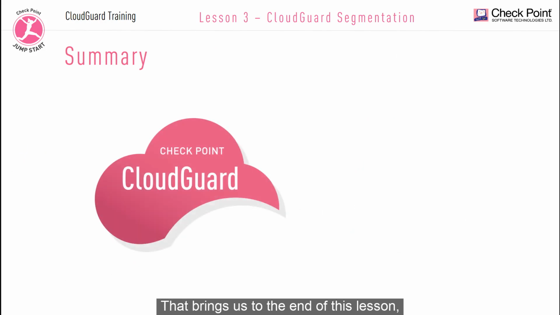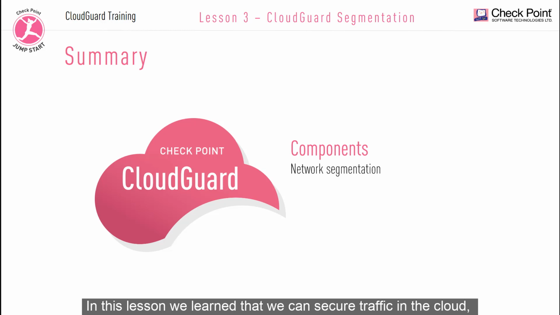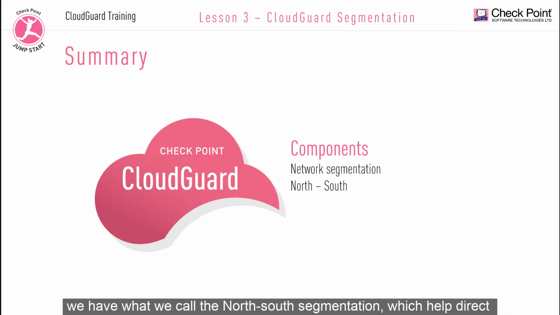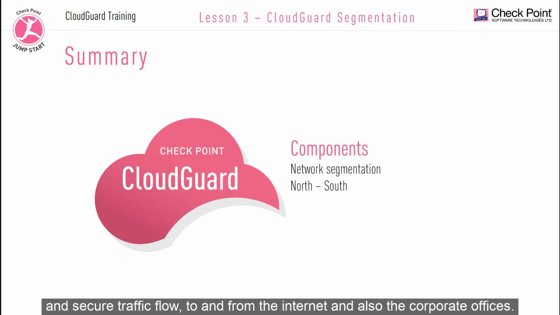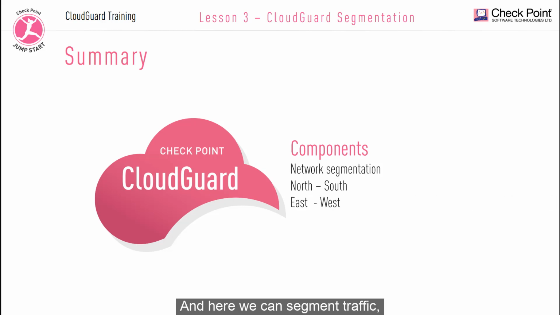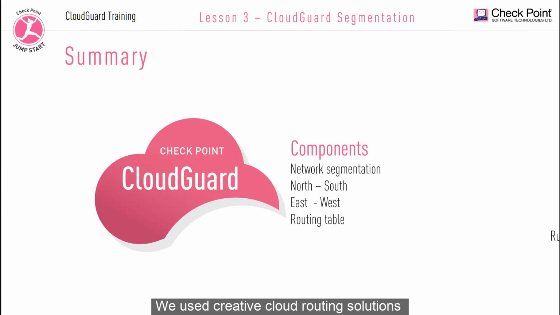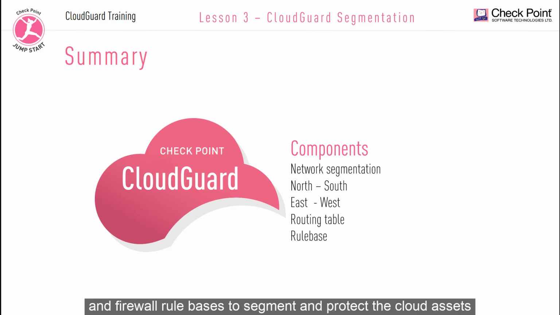That brings us to the end of this lesson. Let's quickly recap before exiting this video. Lesson 3 was about CloudGuard segmentation. In this training module, we discussed how to do cloud network segmentation. In this lesson, we learned that we can secure traffic in the cloud using what we call segmentation. And we have a few kinds of segmentation. We have north-south segmentation, which helps direct and secure the traffic flow to and from the internet and also to the corporate offices. We also have a different kind of segmentation, east-west traffic flow segmentation. And here we can segment traffic to prevent lateral infection, even though the workloads might be directly next to each other. We use creative cloud routing solutions and firewall rule bases to segment and protect the cloud assets.